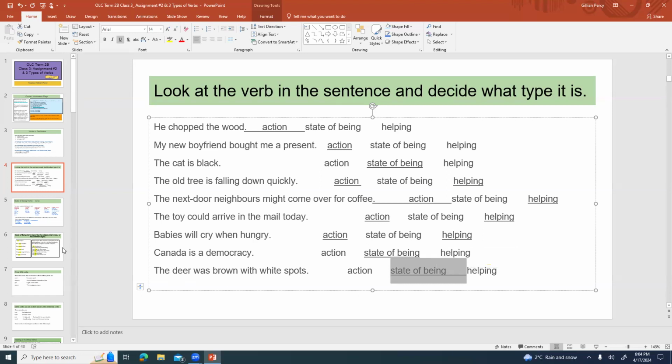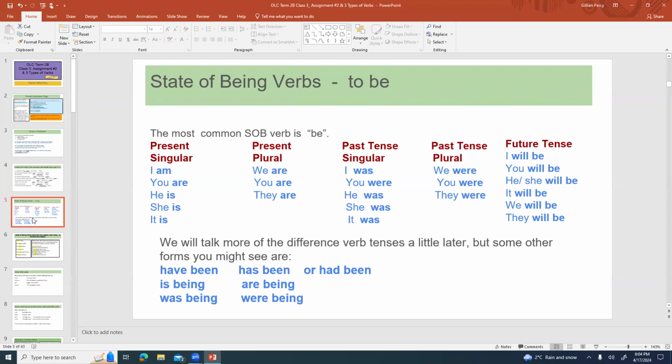Okay, look here at the common state of being verbs. I'm putting this here because it is one of those ones that's kind of hard to recognize. The present singular: present means it's happening right now, and singular means that it's only one. I am, you are, he is, she is, it is. Present plural. So it's still present, but it's happening to more than one person. We are, you are, they are.